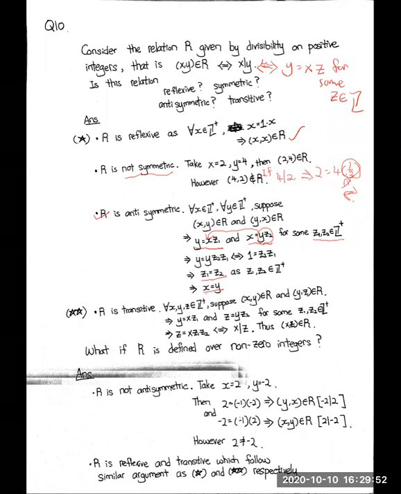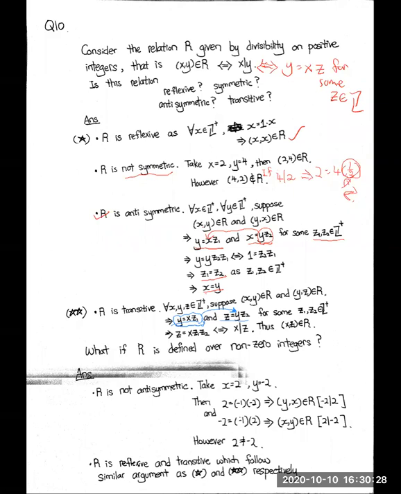How about transitive? Transitive means that we take any element x, y, z in Z plus. Okay, then we suppose that x, y is an element in R, and then y, z is an element in R. Then by definition, we will have the following, right? Then similarly, we can sub this into this y here.